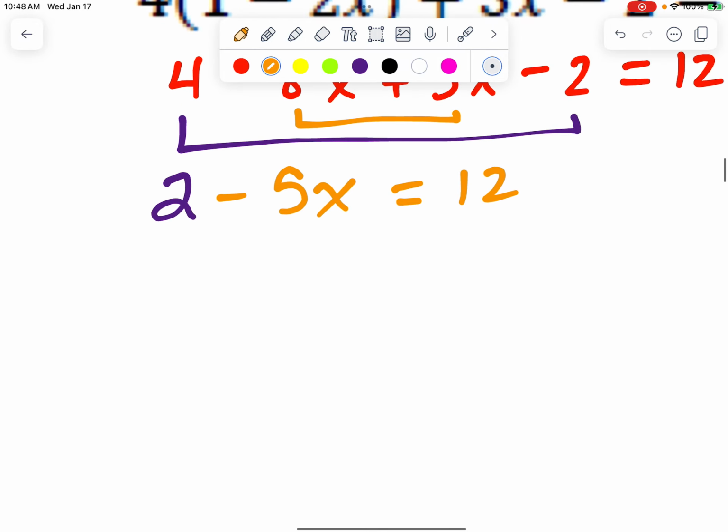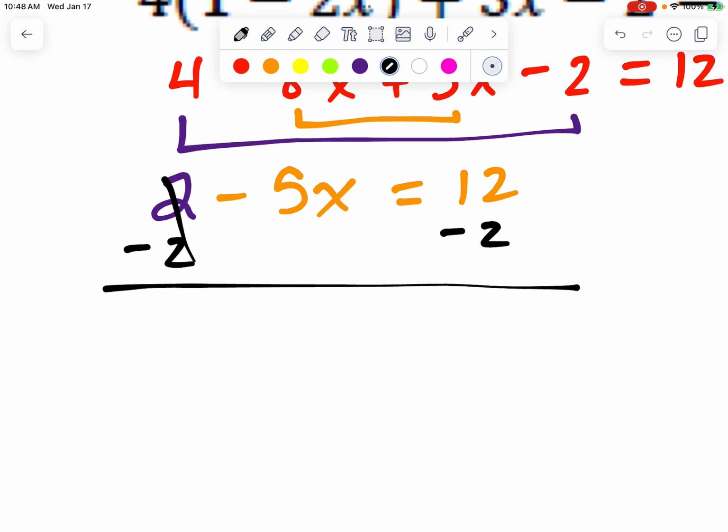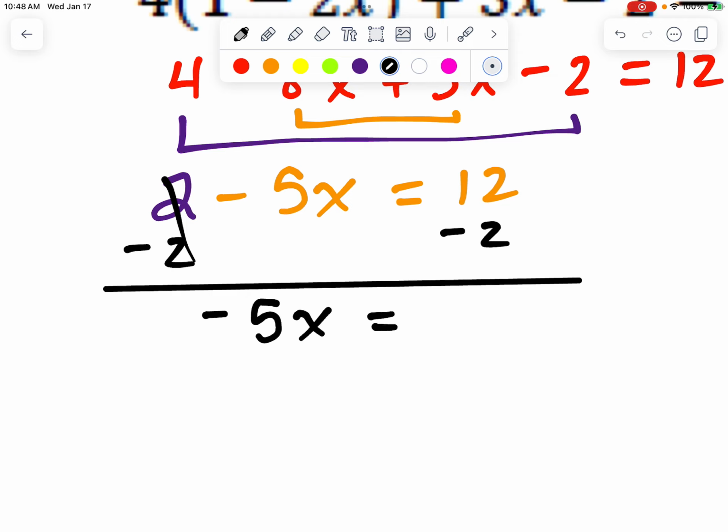We have a two-step equation here. Let's start with the number. We want to get x by itself, so start with add and subtract. Since that 2 is positive, do the opposite, subtract 2. When you're solving equations like this, you want to do opposites across the equal sign. I bring down my negative 5x. 12 minus 2 gives us 10.